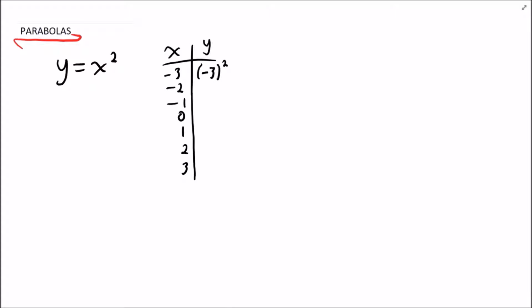Now remember, when we square a negative number, we have to put it in brackets, otherwise it won't give us the right answer on the calculator, because negative 3 times negative 3 is positive 9. Without the brackets, it would just be like 3 squared and leave it negative. So we want positive 9, negative 2 squared is 4, negative 1 squared is 1, and 0 squared is 0, of course. 1 squared is 1, 2 squared is 4, and 3 squared is 9.